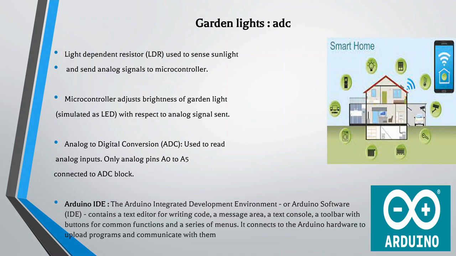Garden lights: a light dependent resistor is used to sense sunlight and send an analog signal to the microcontroller. The microcontroller adjusts the brightness of a garden light, simulated as an LED, with respect to the analog signal sent. Analog to digital conversion is used to read analog inputs. Only analog pins A0 to A5 are connected to the AD block.